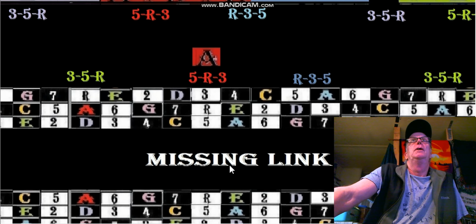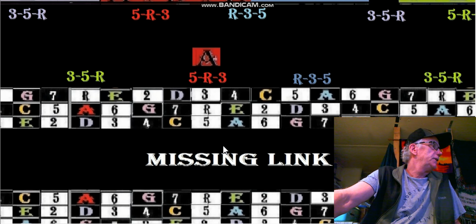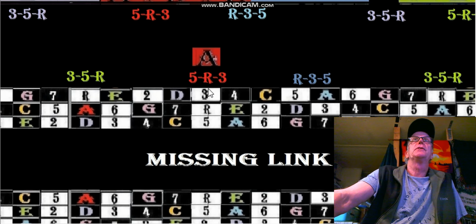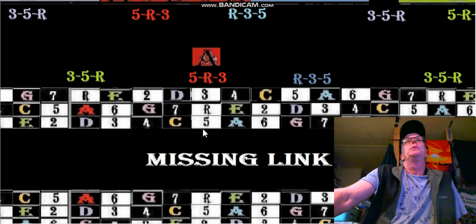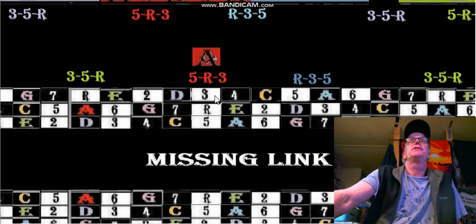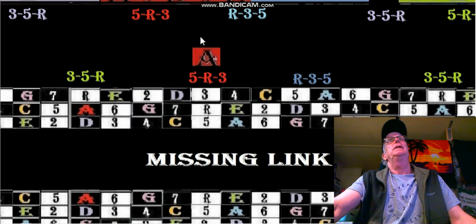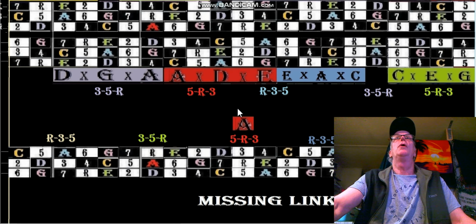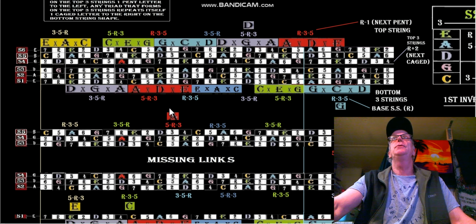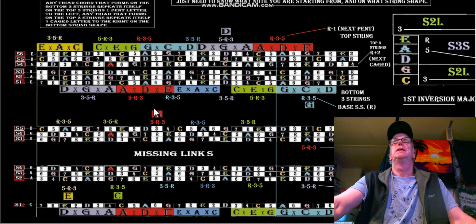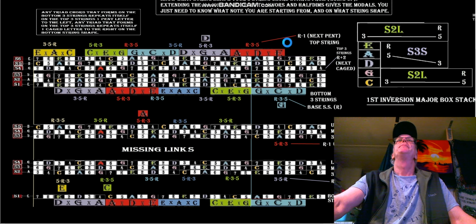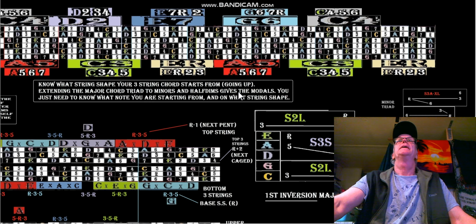Okay, so what we're looking at here is the D, G, and B strings. Okay, D, G, and B string. So we have 5 root 3 here, which is in the A box, yes, but it's also in the G box. Okay, so there's that sharing. But the important thing about how to do this technique is written right here.